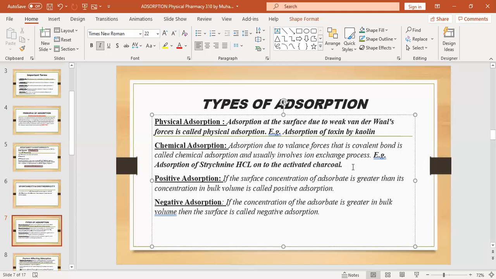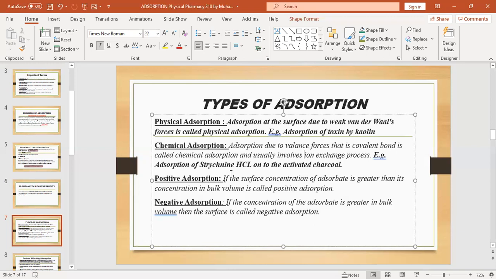There are also positive adsorption and negative adsorption. What do we mean by positive and negative adsorption? Simply, if the surface concentration of the adsorbate is greater than its concentration in bulk volume, it is called positive adsorption. It means that the molecules present on the surface of the adsorbent are greater than the molecules present in bulk volume, from where the adsorbate is coming and adding on the surface.